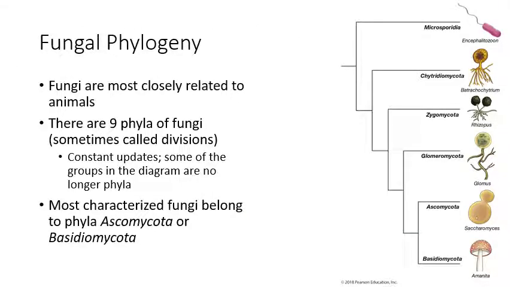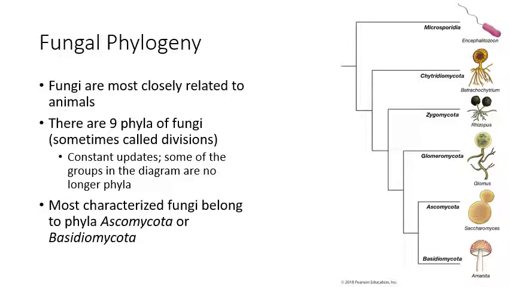So here's a basic overview of the phylogeny for fungi. You have 9 different phyla of fungi, but sometimes they call them divisions instead of phyla. They just like to do it a little differently for fungi. So sometimes you might see these names referred to as divisions, like division Ascomycota or phylum Ascomycota. It's basically the same thing.